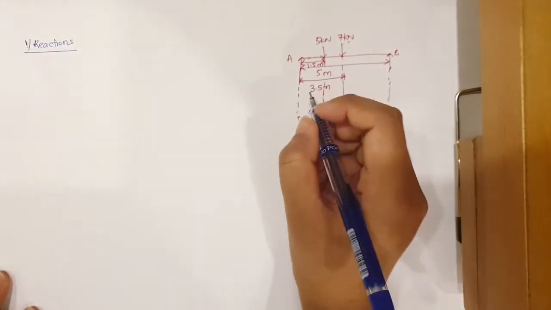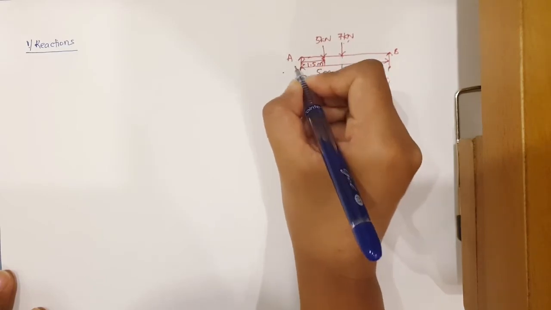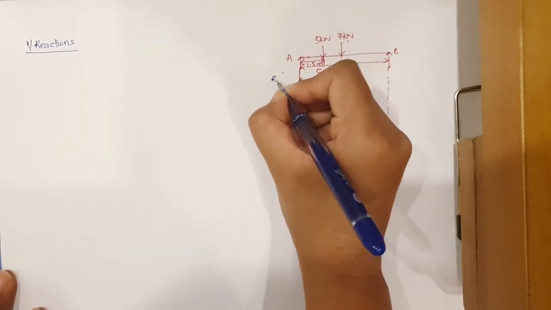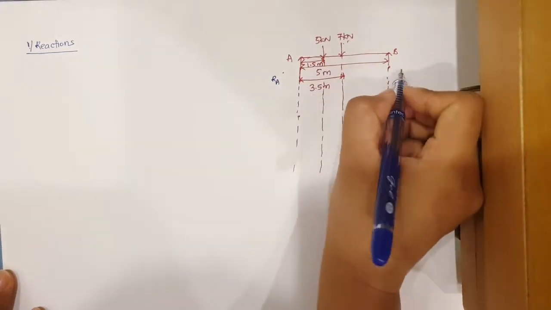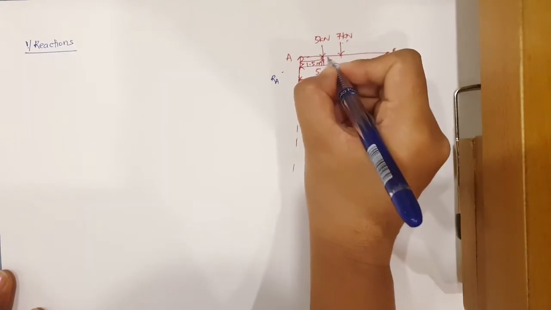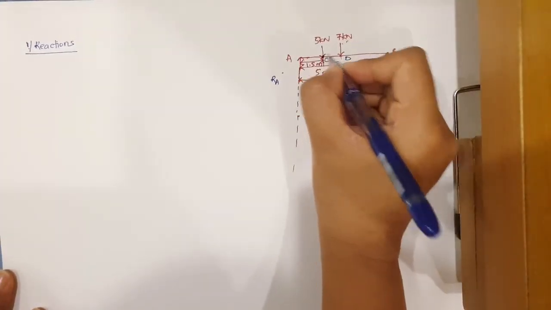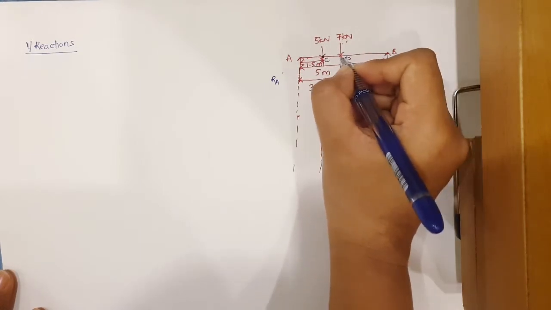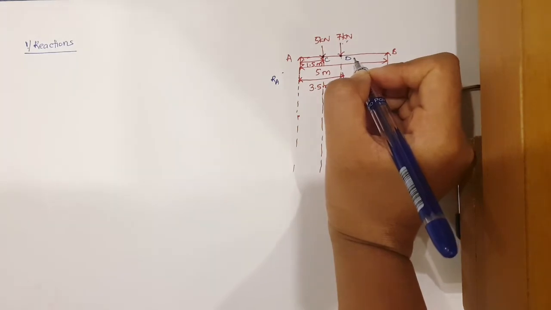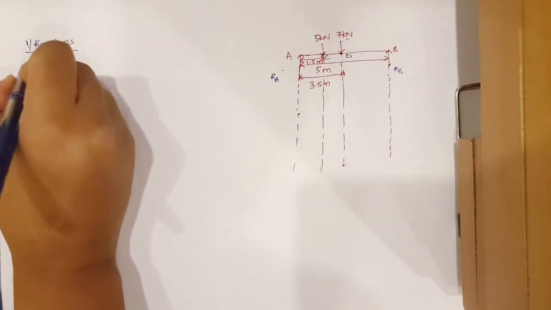Now for this simply supported beam there will be reaction at this A point. At the supports there will be reaction. So there will be reaction RA, support at A, and RB, support at B. Now let us name this point as C and D. This point where 5 kN load is acting, let us name this C. This point where 7 kN load is acting, this point as D. Now let us find the reaction.